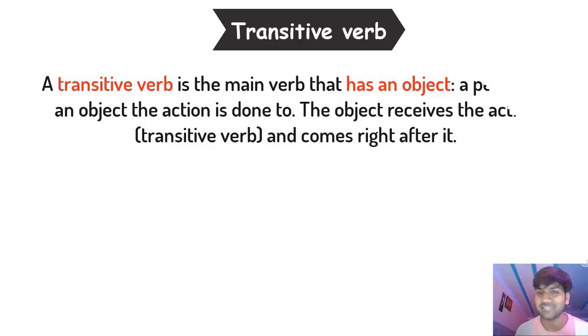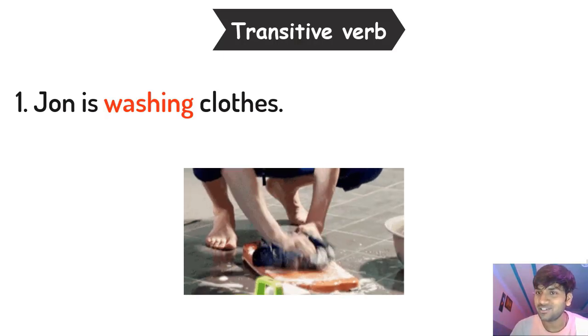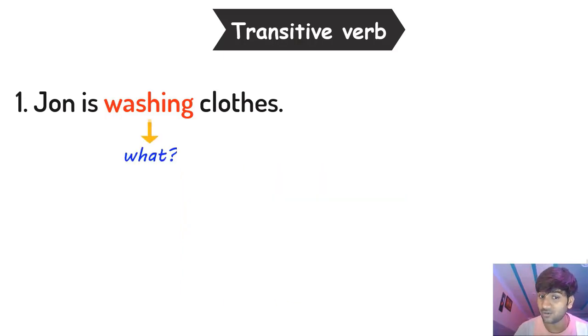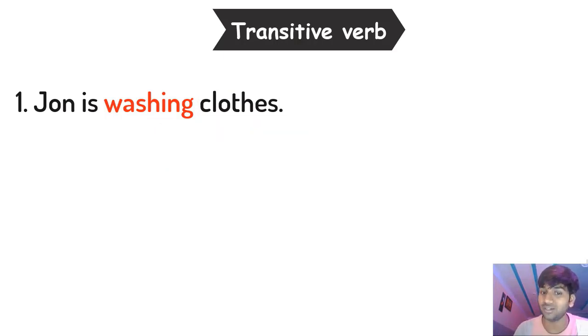Let's take some examples and understand how it functions in a sentence. Example number 1. John is washing clothes. John is doing something. John is washing. Now what is he washing? He's washing clothes. So something is receiving the action directly. John is washing what? Clothes. Clothes is the object of the verb washing. So wash here is a transitive verb and it's followed by the object clothes.